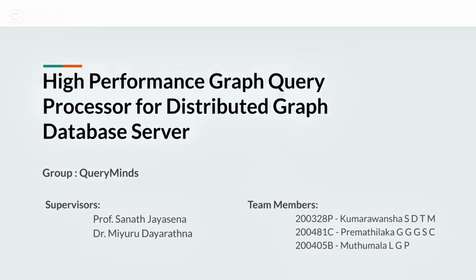Graph data is everywhere, from social networks and cybersecurity to biology and transport systems. But querying massive graph datasets distributed across multiple servers is still a big challenge. Our project, titled High Performance Graph Query Processor for Distributed Graph Database Server, aims to solve this challenge by implementing a scalable and efficient graph query engine on top of Jasmine Graph.